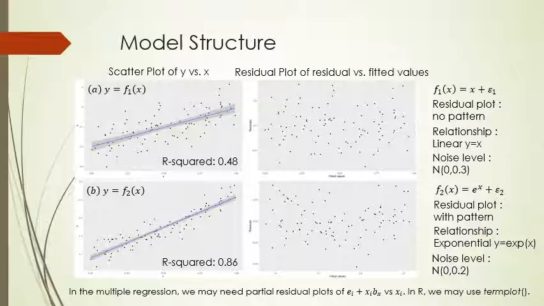In R, the function termplot centers the x_i and the outcome, called partial residuals. When we examine a linear regression model, we should first make sure the underlying relationship is linear.